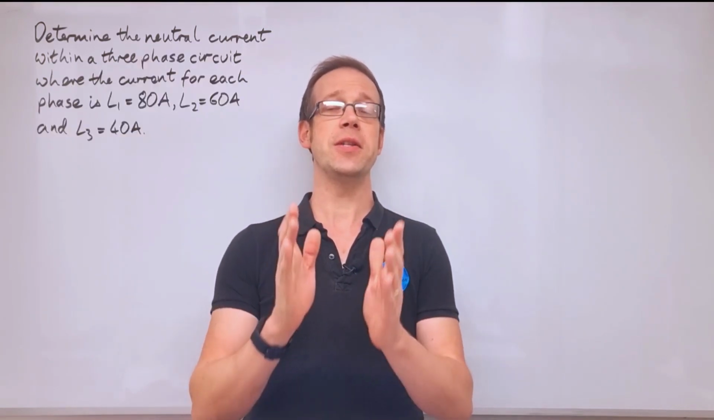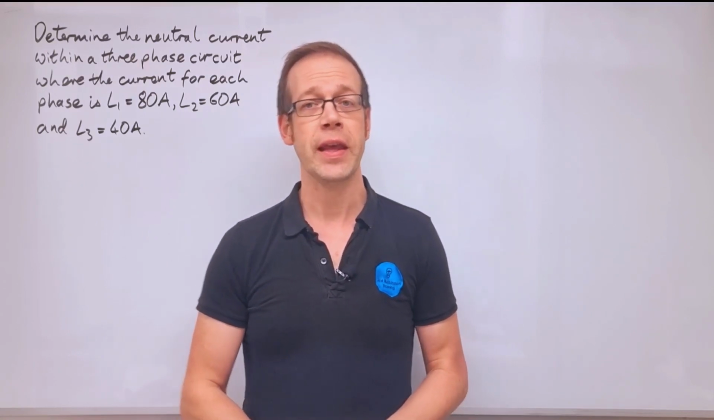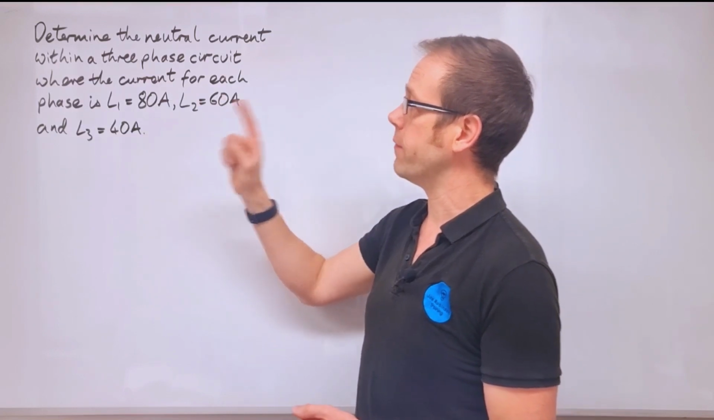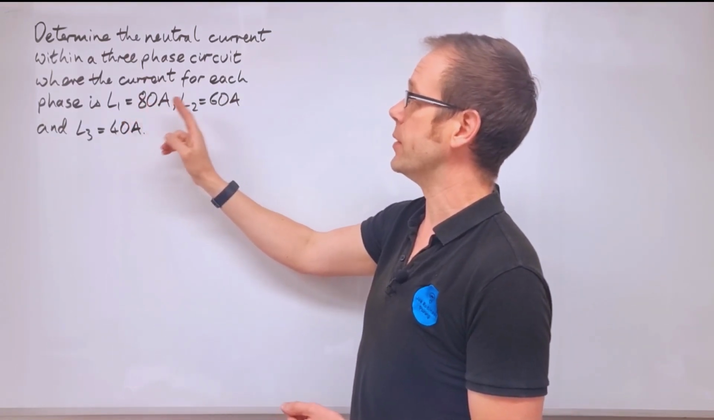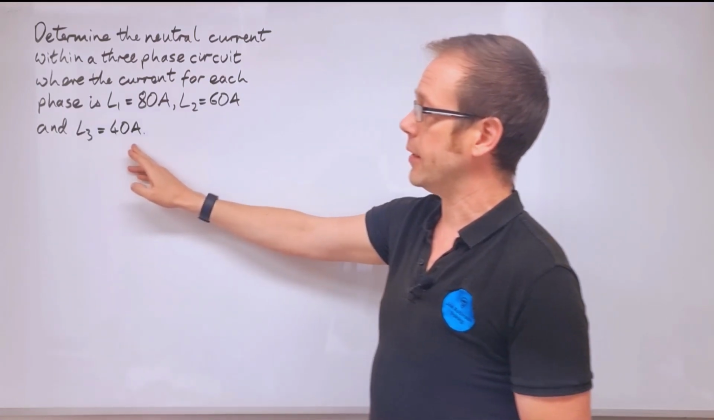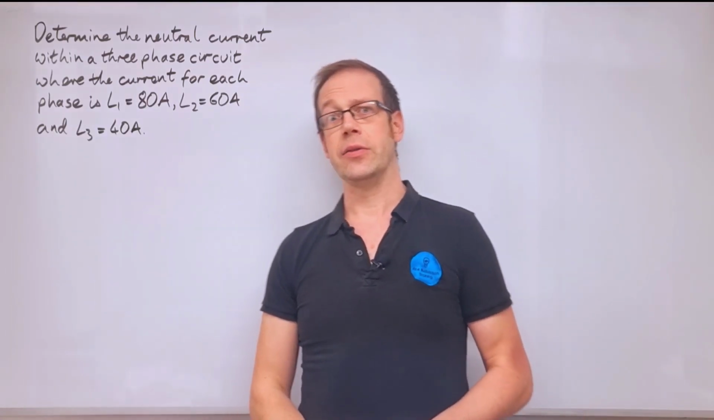Okay, so on to the question for this video. It goes as follows. Determine the neutral current within a three-phase circuit where the current for each phase is L1 is equal to 80 amps, L2 is equal to 60 amps, and L3 is equal to 40 amps. So let's try and figure this one out.